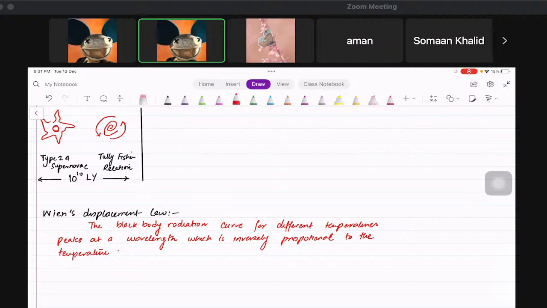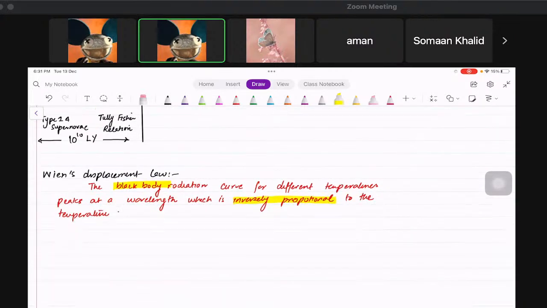Now, do not worry about it. There are a couple of words that you need to always write. So the key words are black body and inversely proportional. So you got to write this in this definition. Basically, what it's saying is that from a certain black body, the maximum intensity you receive, that wavelength will be called lambda max, is proportional to 1 upon the temperature at the surface.